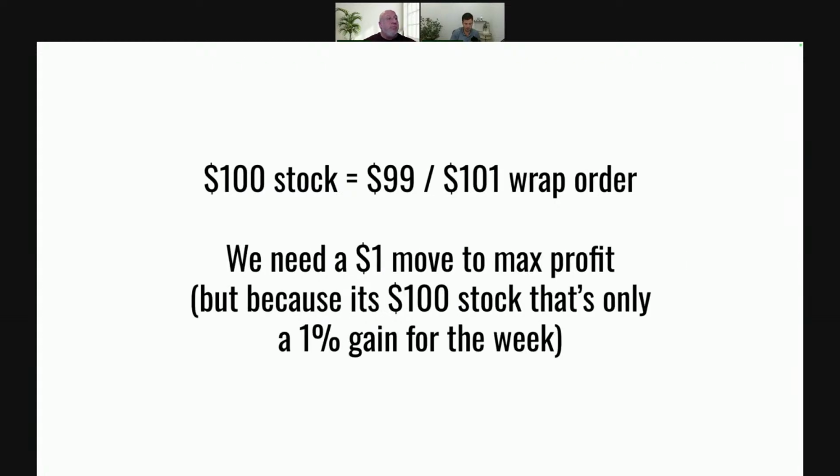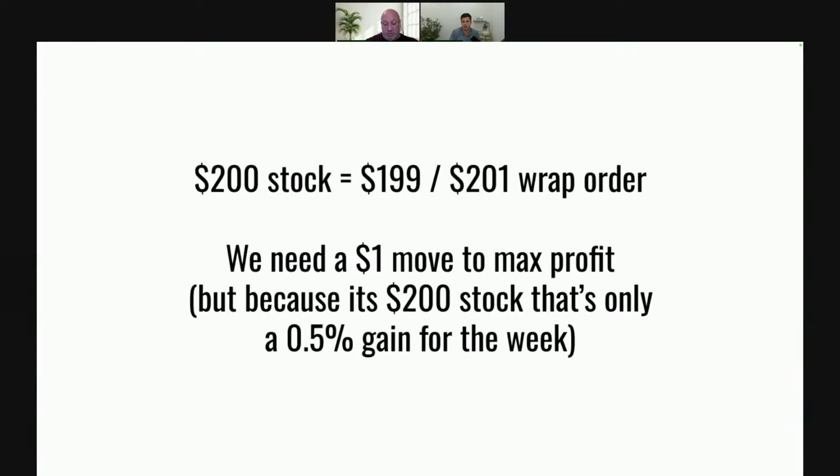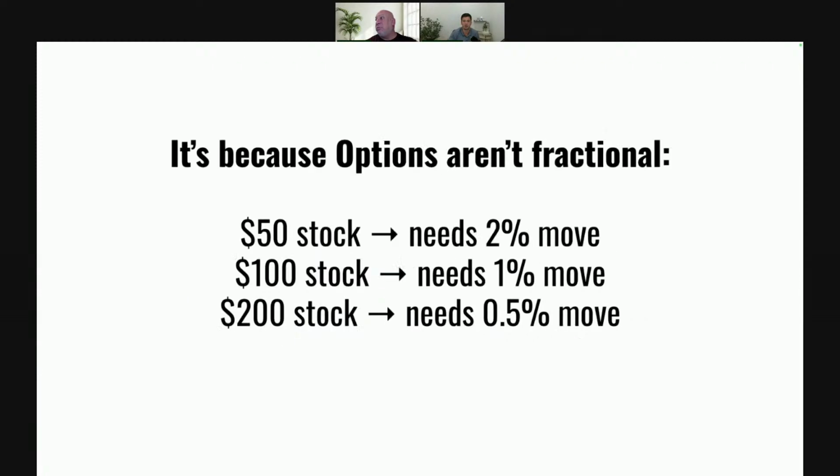But if I'm trading a $100 stock with $1 strikes, I only need a 1% gain on the stock to double my money. So typically, the more expensive the stock, the better your odds are. That's why GV needed such a small move. Lilly's a great one right now. Meta's a great one right now. The more expensive the stock, the easier it is for it to get outside of your strike prices.